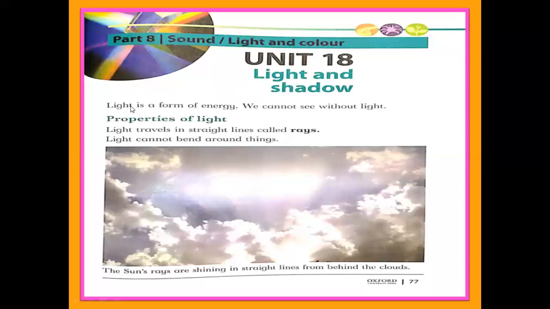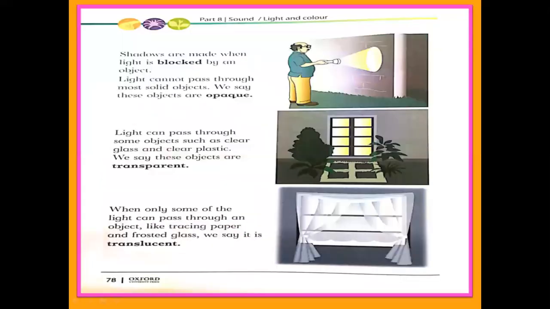Light and shadow. Light is a form of energy; we cannot see without light. Properties of light. Light travels in straight lines called rays. Light cannot bend around things. The sun's rays are shining in straight lines from behind the clouds. You can see in this picture, there are clouds, and behind the clouds, you can see the rays of the light.